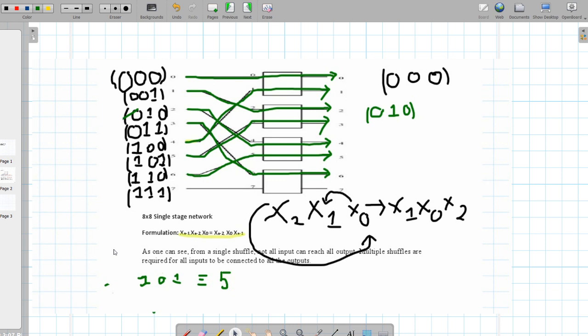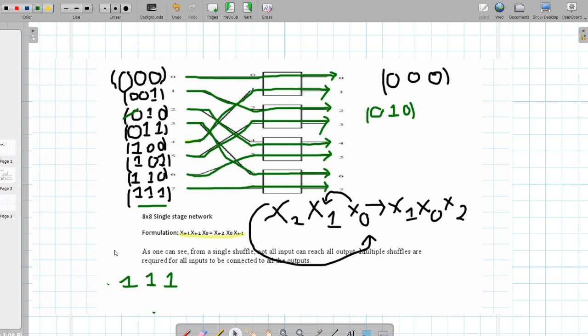Then come to the last processor in our structure. It has 7 as its decimal address, and it has an equivalent binary representation of 111. Now if you do the left shifting here, after left shifting the destination address will be 111. So this 7th processor can communicate with itself only.